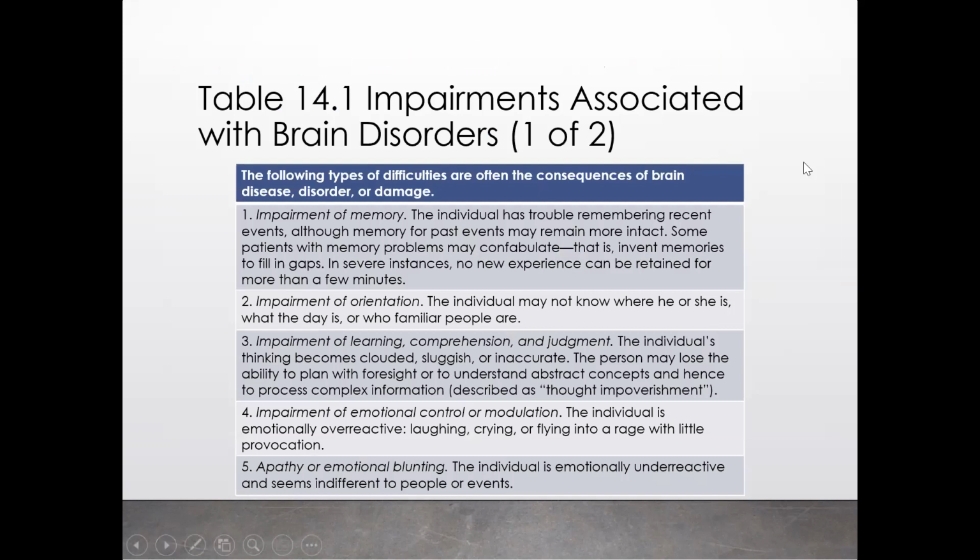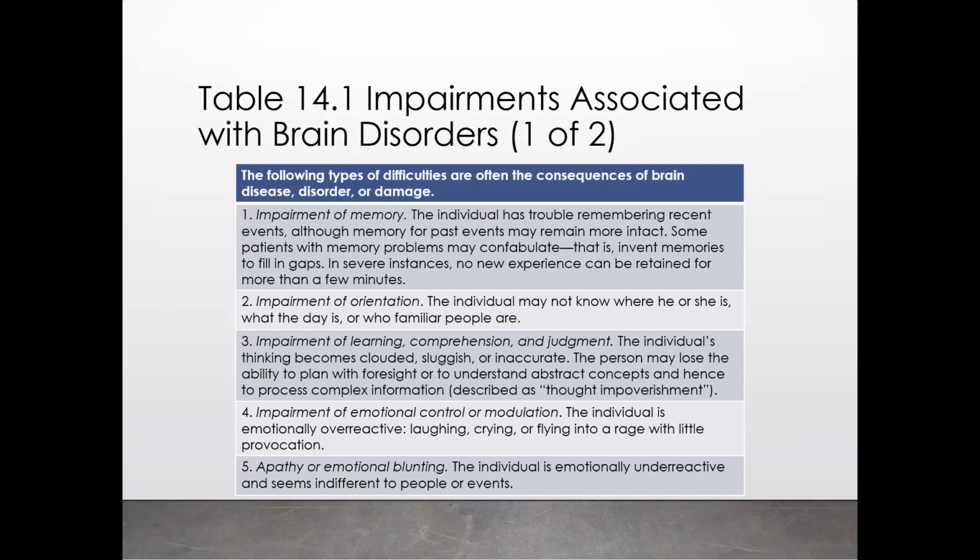So there are different types of impairments that are associated with brain disorders. The first one is impairment of memory. This is when the individual has trouble remembering recent events, although memory for past events may remain more intact. Some patients with memory problems may confabulate, that is, invent memories to fill in the gaps. Sometimes we have impairment of orientation. The individual may not know where he or she is, what the day or time is, or who familiar people are. Number 3 is impairment of learning, comprehension, and judgment.